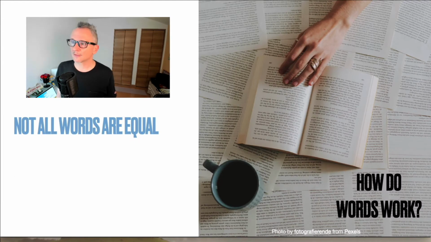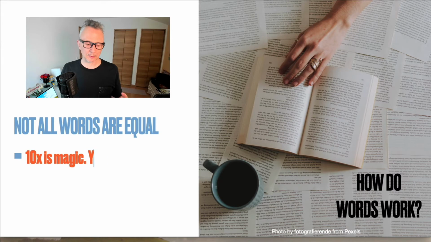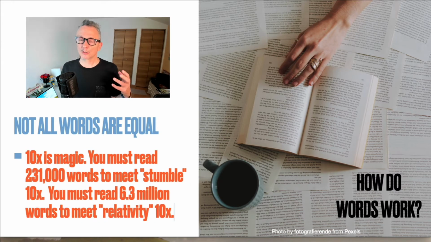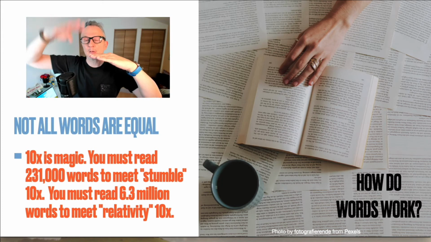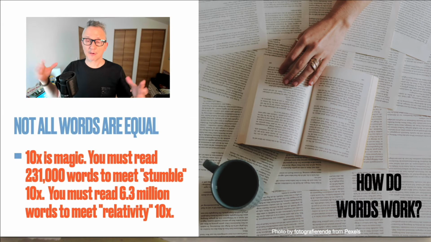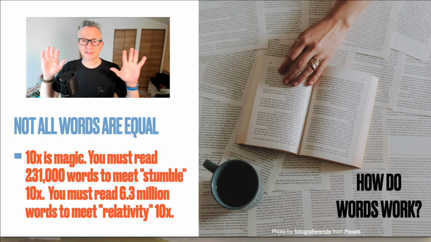Another important thing to know about words is that they are not equal. All words are not created equal. If you want to learn a word by reading alone, if you meet it 10 times, you can probably learn it naturally. But here's the key point. You must read 231,000 words to meet the word "stumble" 10 times. Stumble is ranked 2,000 in frequency in English. So it's a very common word, but you still need to read 230,000 words to meet it 10 times.